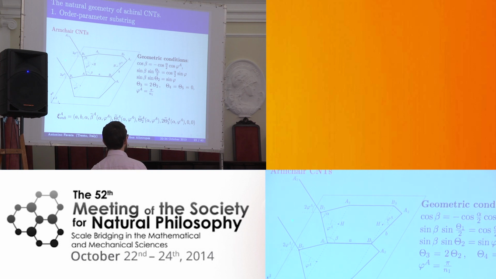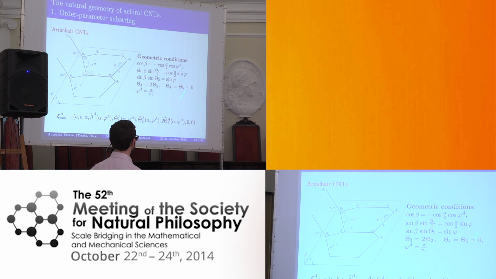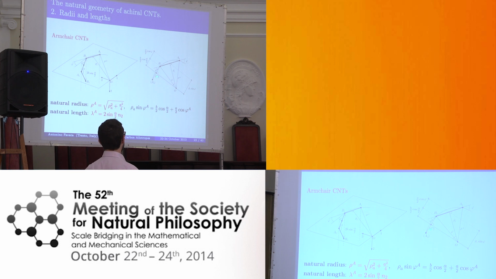If one considers the armchair case, there are some geometric conditions involving all these angles. So the angle beta, the angle alpha, and phi is the angle performed when we are folding the graphene. This can be easily checked. Because of these conditions, some of these angles can be considered as a function of the others. So, as I mentioned before, just 3 parameters are sufficient to determine the substring of these order parameters for the armchair case. It's the same for the zigzag. I just presented the armchair, it's just different conditions we have to consider. In this way, we can define the natural radius, which is the real radius of carbon nanotubes. And this depends on all those parameters we mentioned before, and also the natural length of the tube.